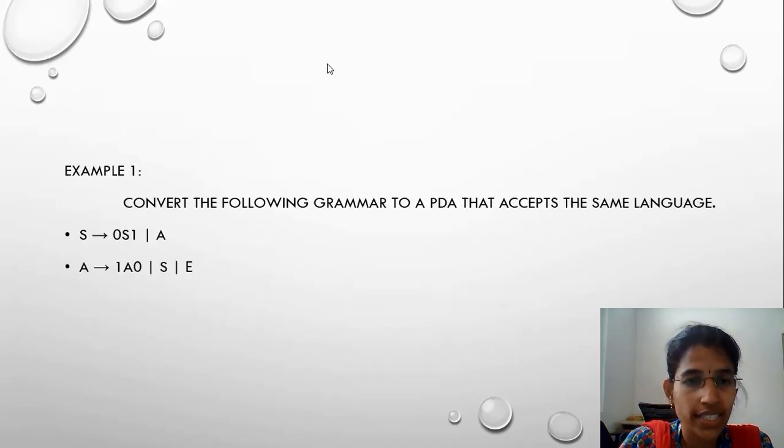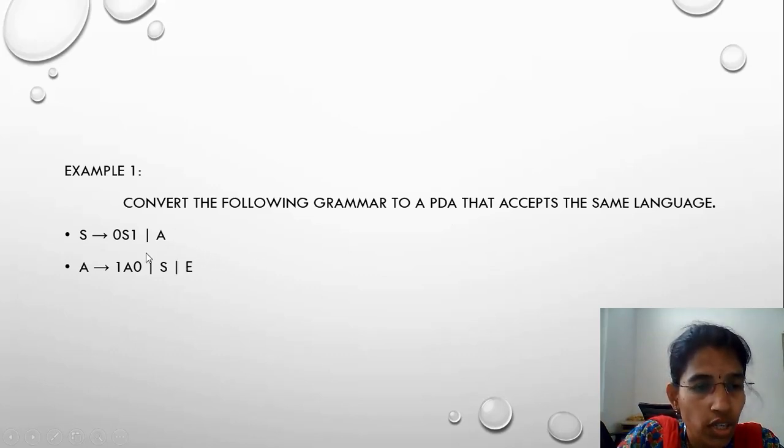Now see one example. This is example number 1. Convert the following grammar to a PDA that accepts the same language. Here we give the two production rules, S and A. S starts with the terminal: S tends to 0 S 1 or A. The second rule: A tends to 1 A 0 or S or epsilon. So what is our first step?